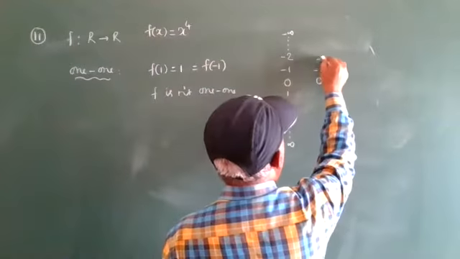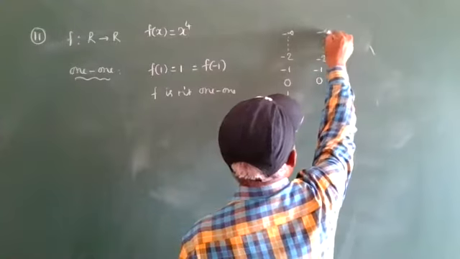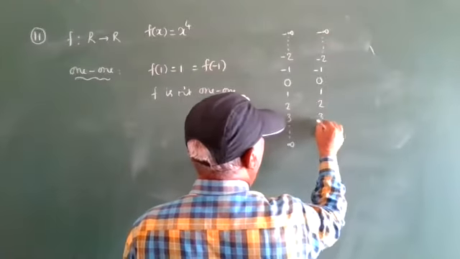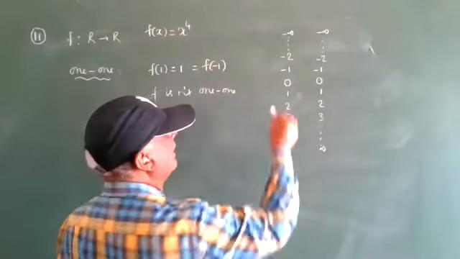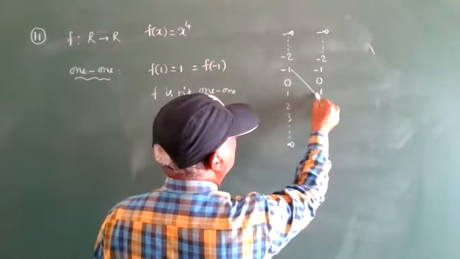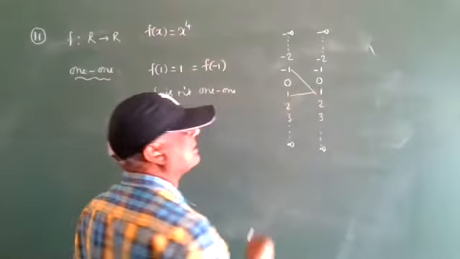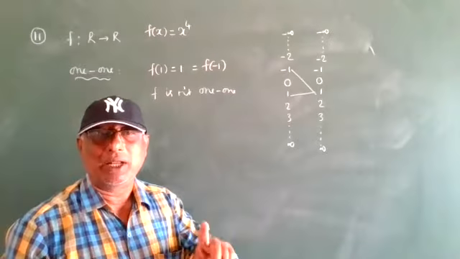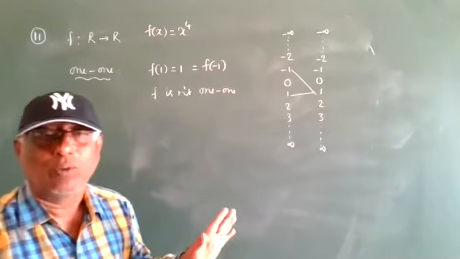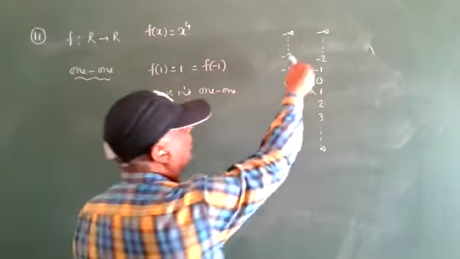0, minus 1, minus 2, up to minus infinity. 1, 2, 3, 4, up to infinity. Minus 1 also maps to plus 1, and plus 1 also maps to plus 1. Two elements have the same image, and the element has no one image, therefore it is not one-one. It is also not onto.